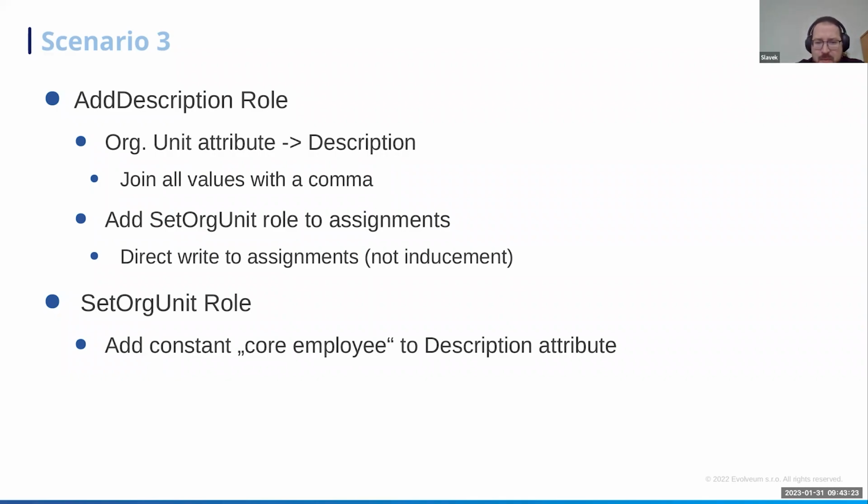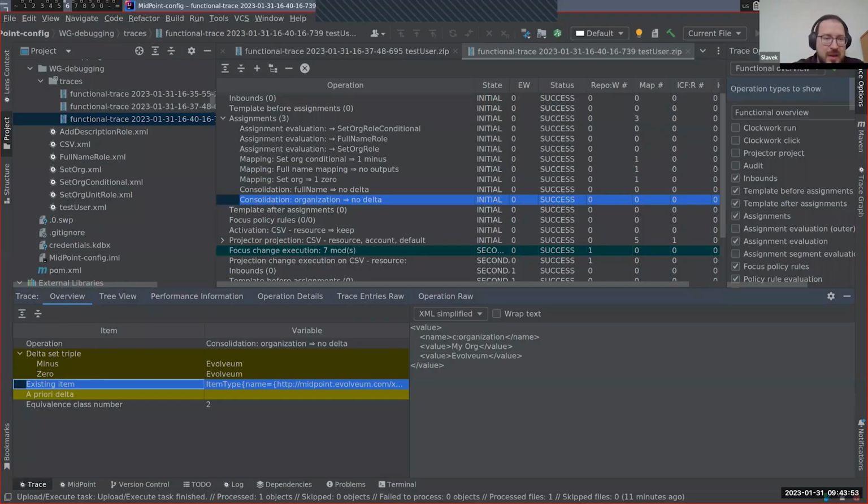sorry, I have a mistake here in the slide. It should be description. It's into organization unit attribute. So what should happen if I add this role? It will put organization unit into description, add new role, the new role adds new value to the organization unit, which should be again translated into description. At least that's my initial idea, which I will debug in a moment. So let's display this in the XML.